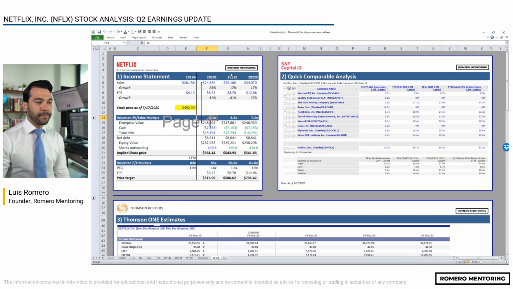You do the same thing for 2021. And you can see right here that on a sales basis, we are getting price targets for 2020 of $584 and for 2021, $543.